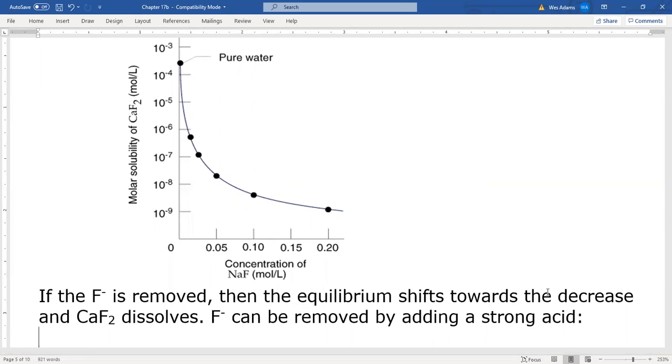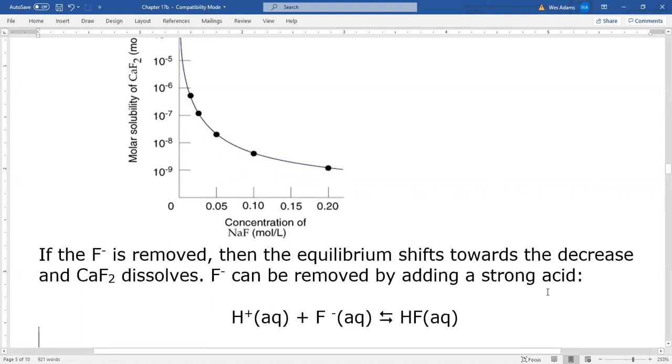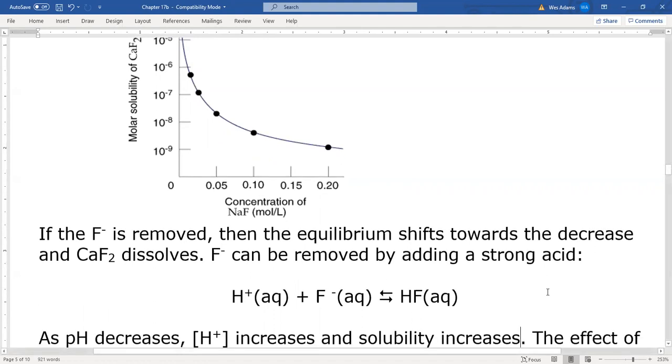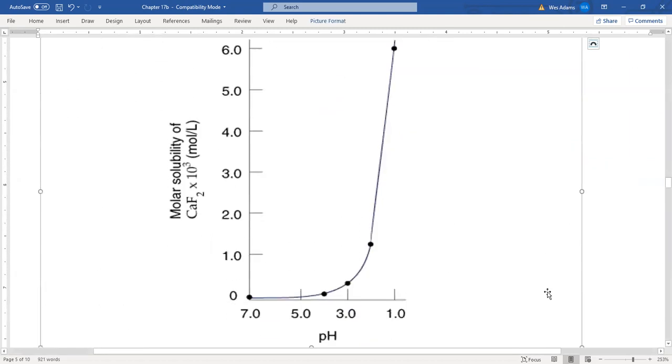Now, if the fluoride's removed, then the equilibrium would shift the other way. Fluoride can be removed by adding a strong acid. And so if I add H+, remember HF is a weak acid, so some of that fluoride will get bound up by the acid and therefore is inaccessible by the competing equilibrium for the calcium fluoride, and therefore the solubility will increase. So as pH decreases, the solubility increases, and its effect can be quite dramatic. We can see the molar solubility of the calcium fluoride, and as I approach a pH of 1, the solubility actually becomes quite significant, where it's not very soluble at the beginning.